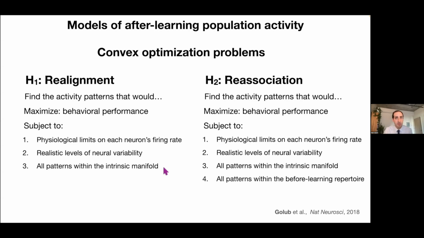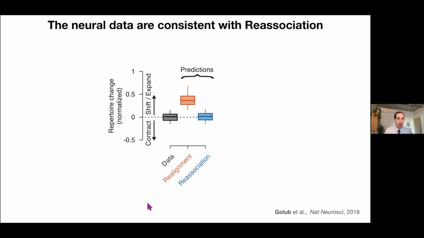For reassociation, the optimization was identical with the exception of one added constraint, that all the activity patterns must be within the before learning neural repertoire. These models allowed us to simulate entire neural data sets consistent with each of these hypotheses, which then allowed us to compare against the data across a multitude of different measures. First, returning to our repertoire change metric, realignment predicts indeed this repertoire change, whereas reassociation matches the data, both in terms of having an average repertoire change of 0 and in terms of variability across data sets.